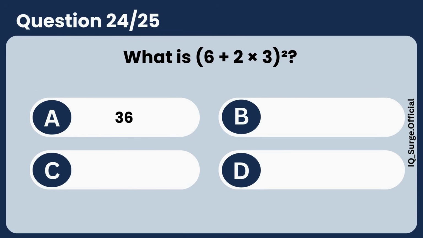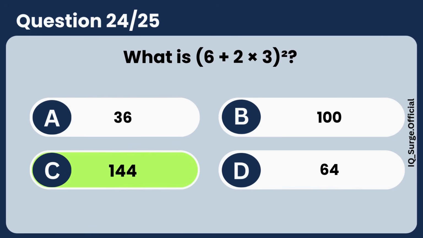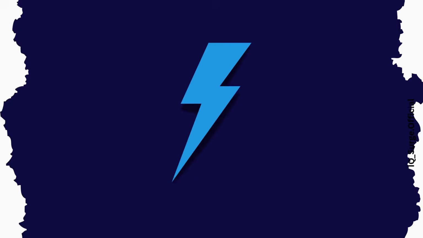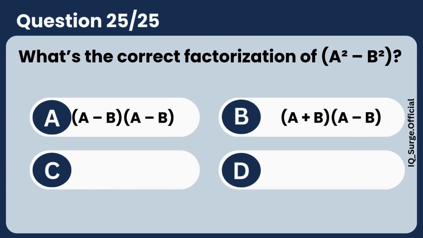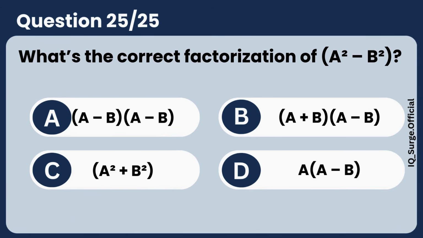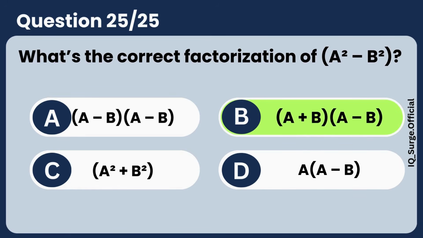Try another. Answer 144. Final one. What's the correct factorization of (a squared minus b squared)? That's right. A plus b into a minus b.